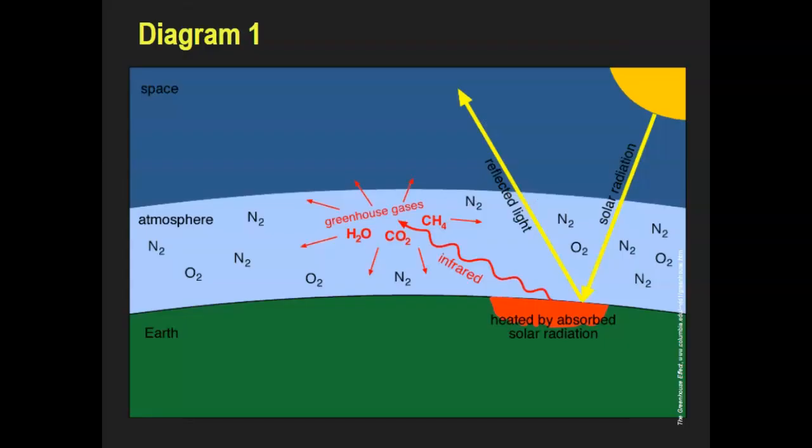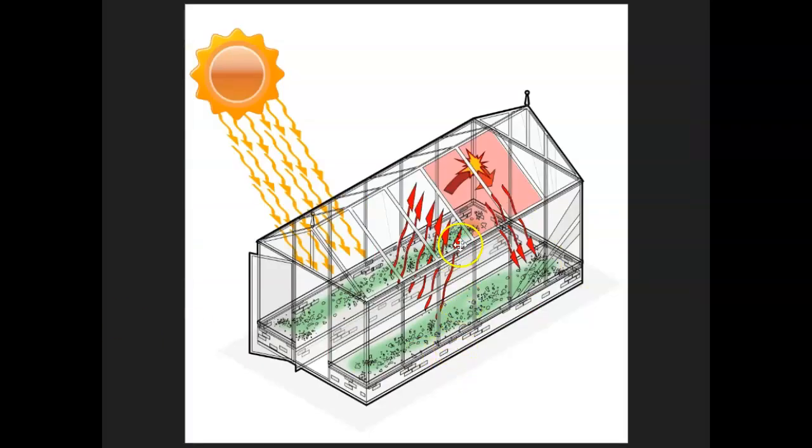So if these gases are like the glass in a greenhouse, they let visible light in, but when the heat tries to get out, they might block it. The more of these we put in the atmosphere, the more of this heat is going to be blocked, and the less of it will leave the earth, and so we're going to heat up. So this is why they're called greenhouse gases, because they work to keep in the heat just like a greenhouse. And that energy comes from visible light from the sun.